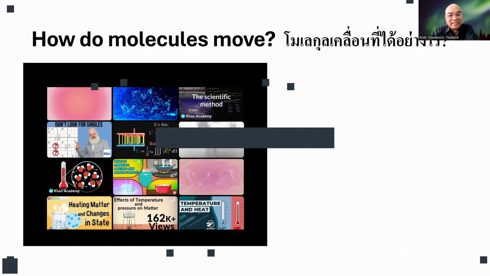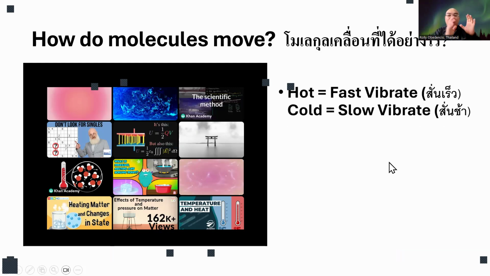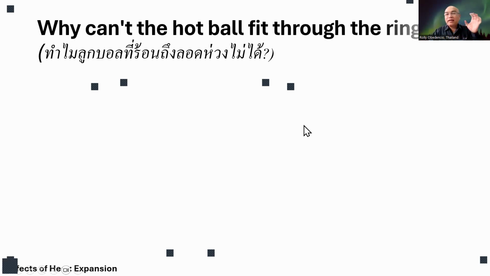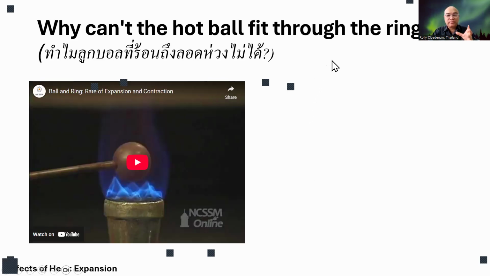So have you seen it? Now we know hot equals fast vibrate and cold equals slow vibrate. When we add heat, molecules dance faster. All right? Now, why can't a hot ball fit through the ring? Watch this video.